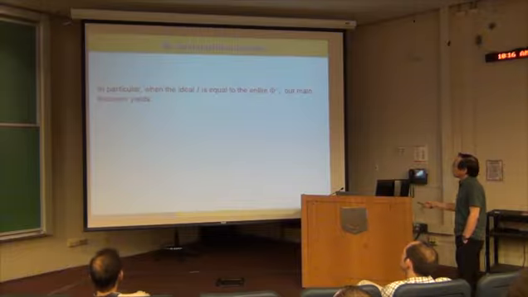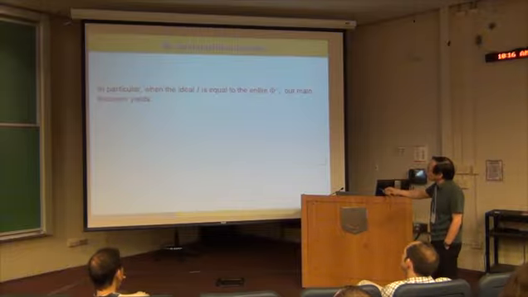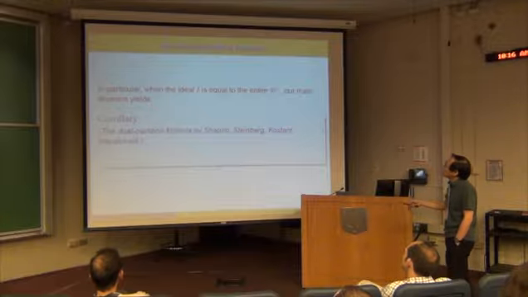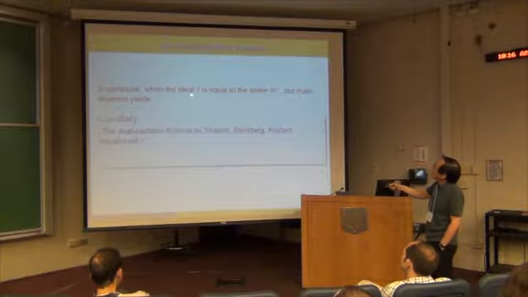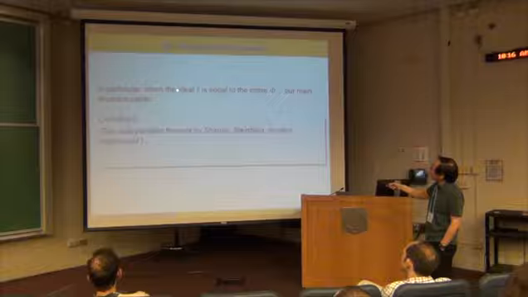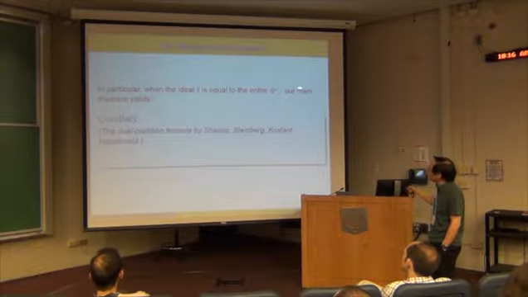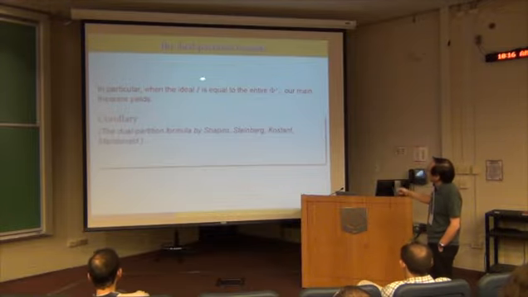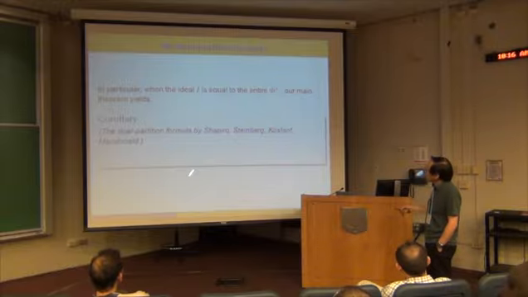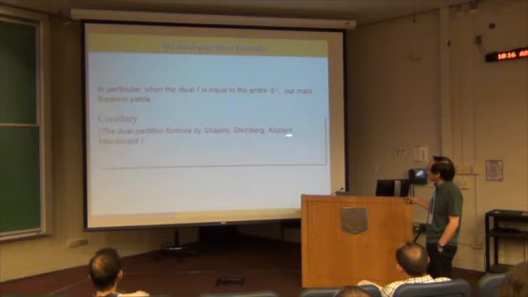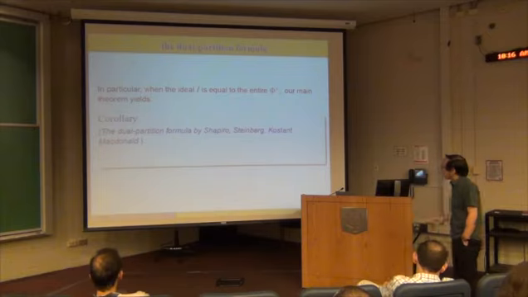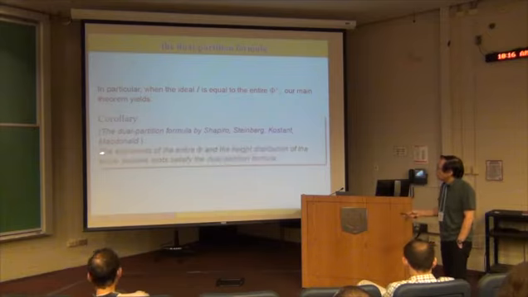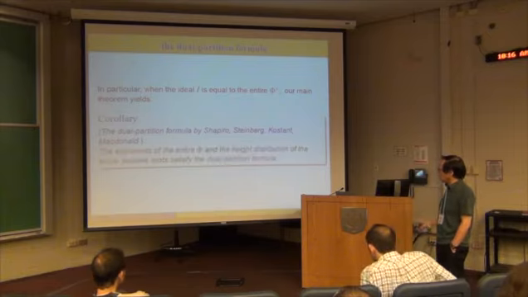Okay, so in particular, this is something I already mentioned, which is if the ideal itself is equal to the entire set of positive roots. In that case, our main theorem can be applied because this entire set is an ideal. So in that case, we have the dual partition formula by Shapiro, Steinberg, Kostant, Macdonald. Okay? And this is this. Okay? It's the same statement.